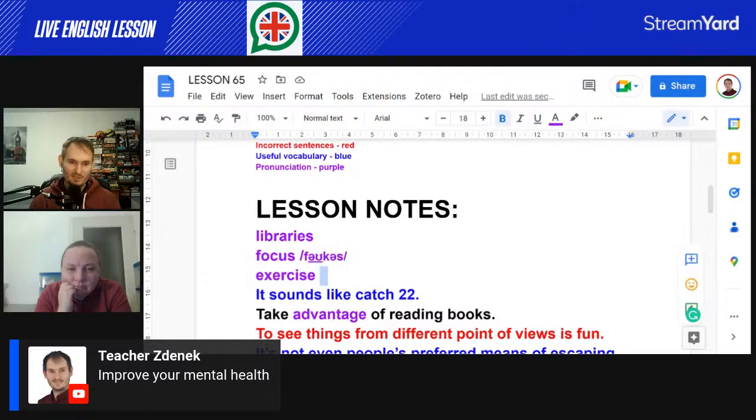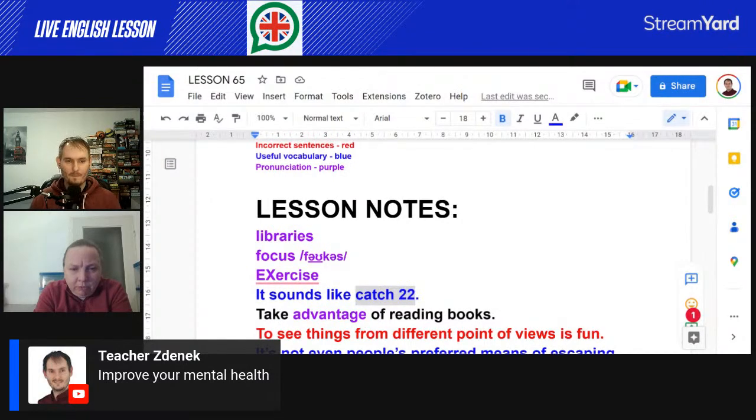All right, how do you pronounce this word? And be careful about the stress. Exercise. So is it on the first syllable then? First syllable, definitely. Correct, very good. Actually, I'm going to change my approach. Whenever there's something stressed, I'm going to write it in capital letters. So you said it sounds like catch 22. So what is catch 22?